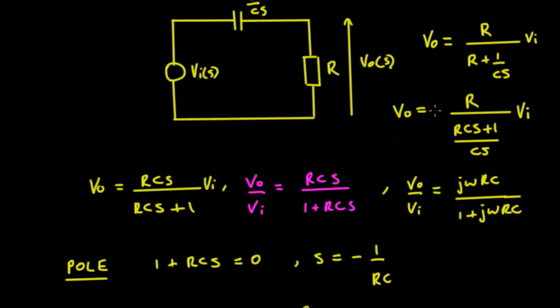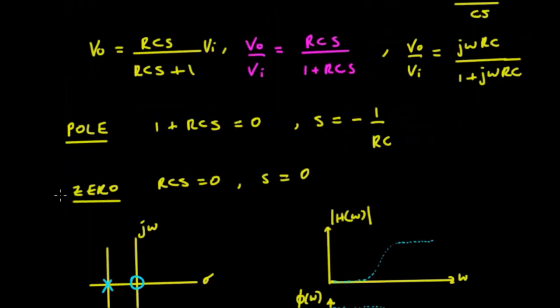Make sure you go through the algebra yourself to confirm that you understand it. We can also write that in terms of the frequency, just replacing the S by J omega. Now what we're interested in is where the poles and zeros are. The pole is going to be whenever the denominator is equal to 0, so 1 plus RCS has got to equal 0, so S has got to equal minus 1 upon RC.